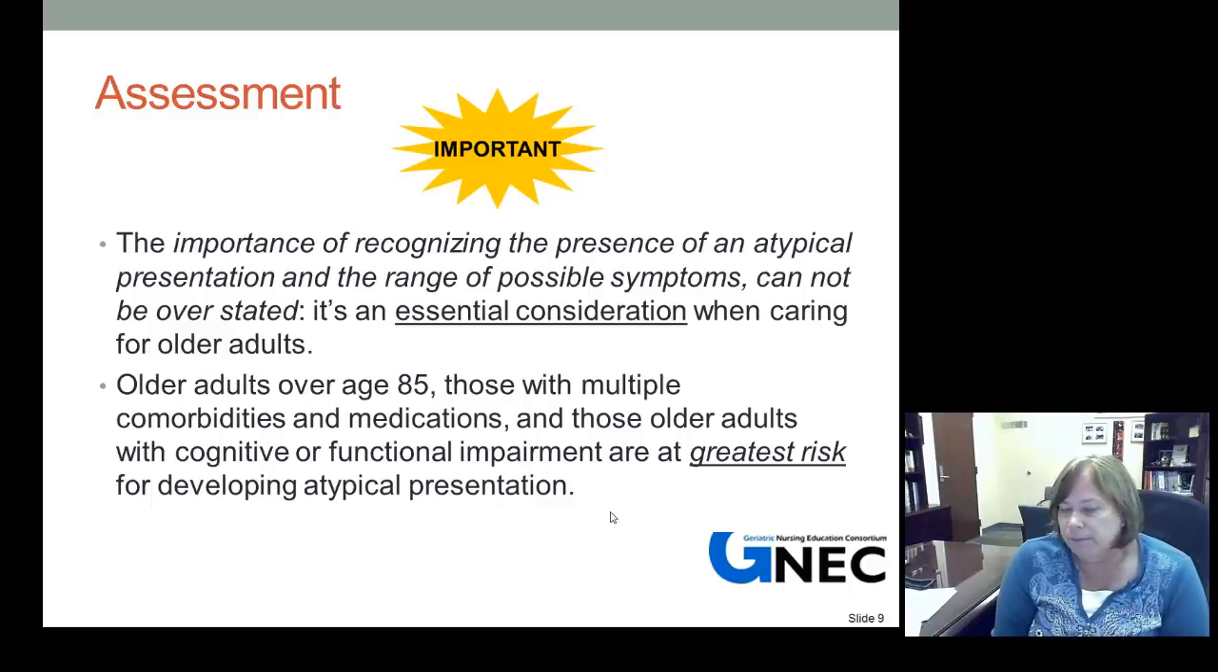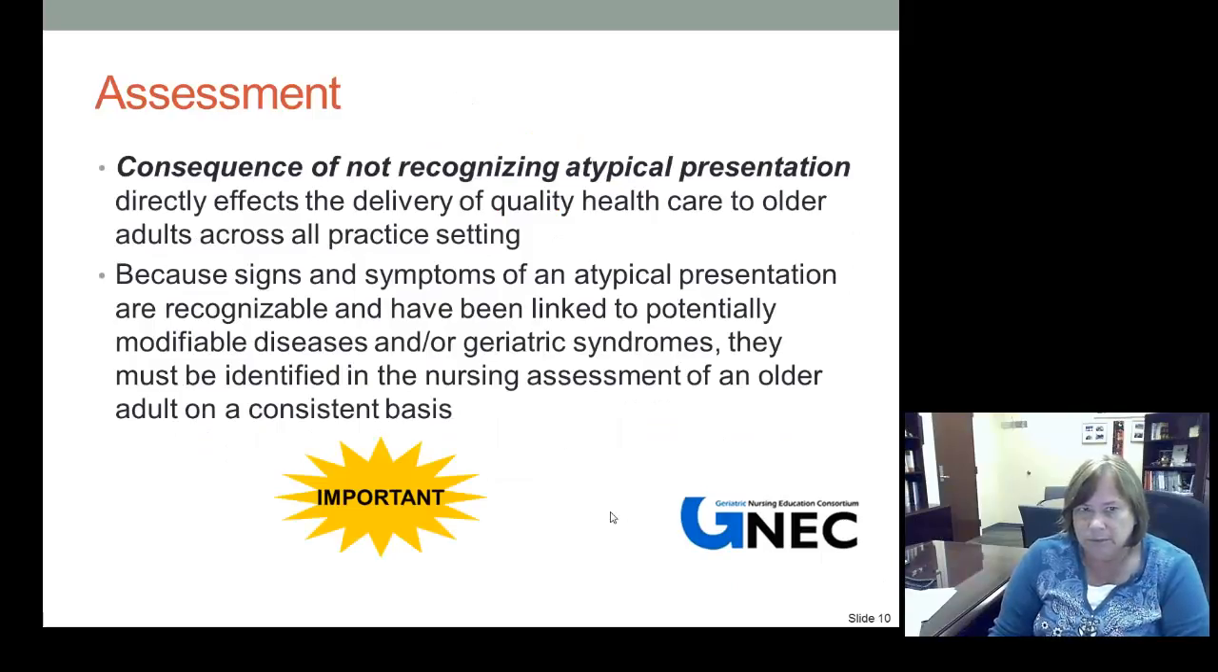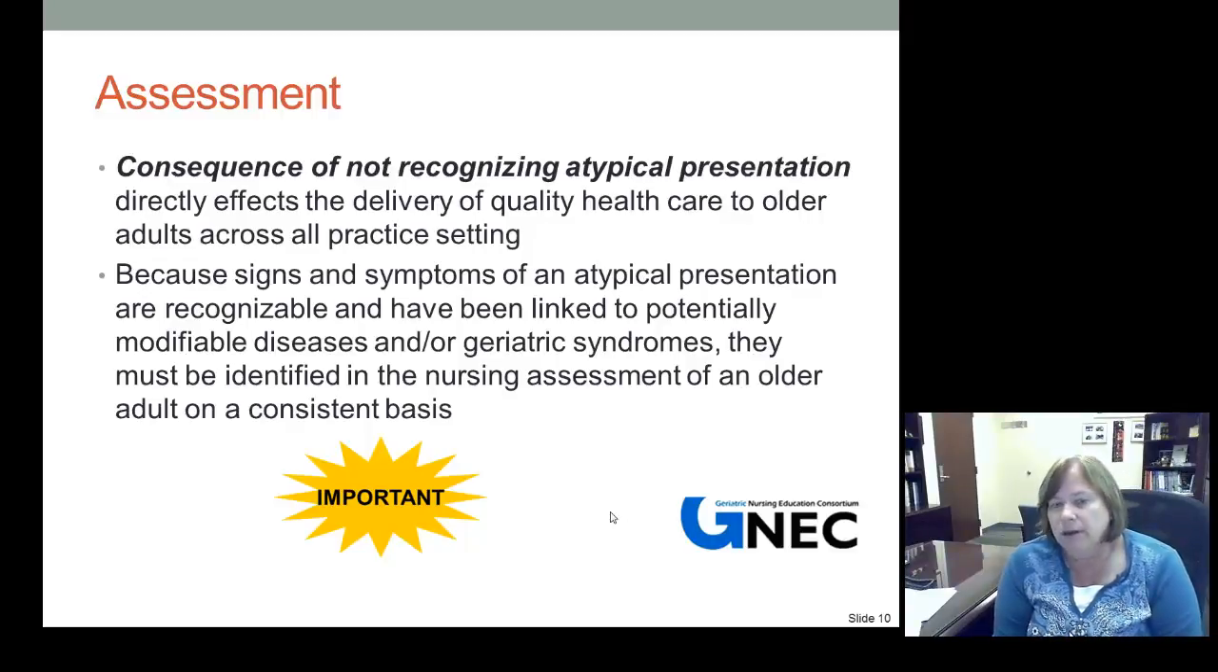Their cognitive abilities and functional impairment are probably somewhat more limited than someone without the comorbidities. They're at even greater risk for developing the atypical presentation, and again, it's harder for them to explain the symptoms or signs that they are having. If you don't recognize an atypical presentation, it is dangerous because the quality of healthcare is not going to take place. Delayed treatment requires longer hospitalizations, and more complications can set in.